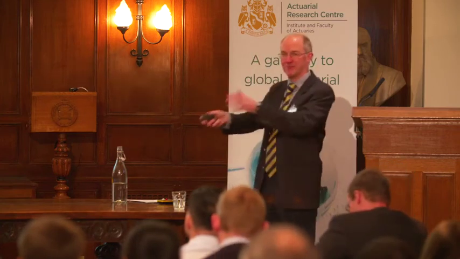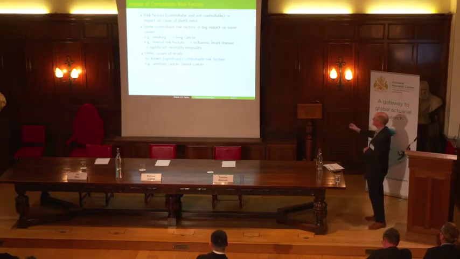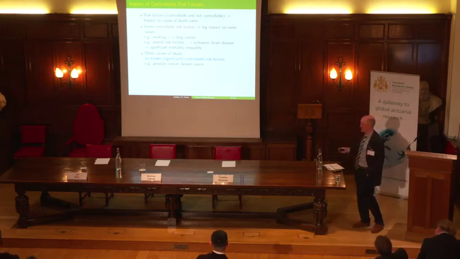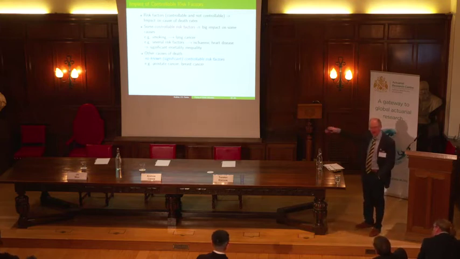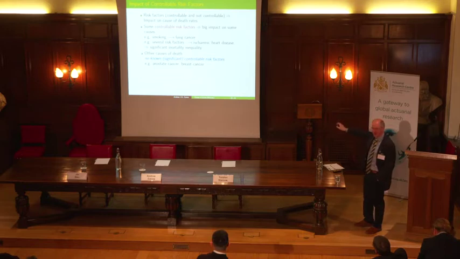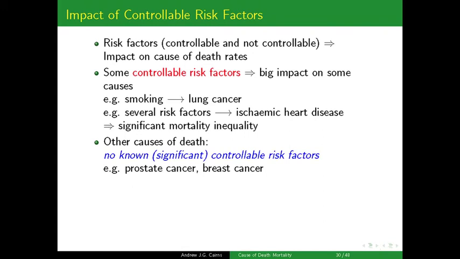So smoking has a big impact on lung cancer and also respiratory diseases. Several risk factors feed into ischemic heart disease. And the key point is that when you know there is a significant risk factor, then you always see significant mortality inequality. So in all of these other charts, if I know there is a smoking factor or a diet risk factor, you will see big inequalities between the deciles and also smaller but significant differences between regions.